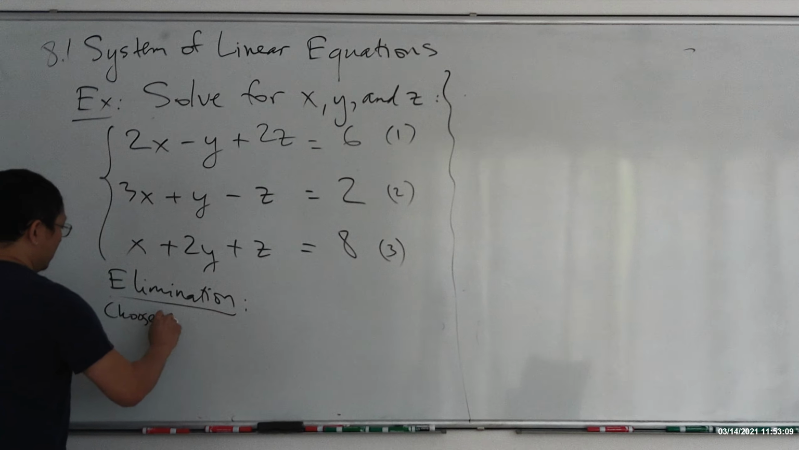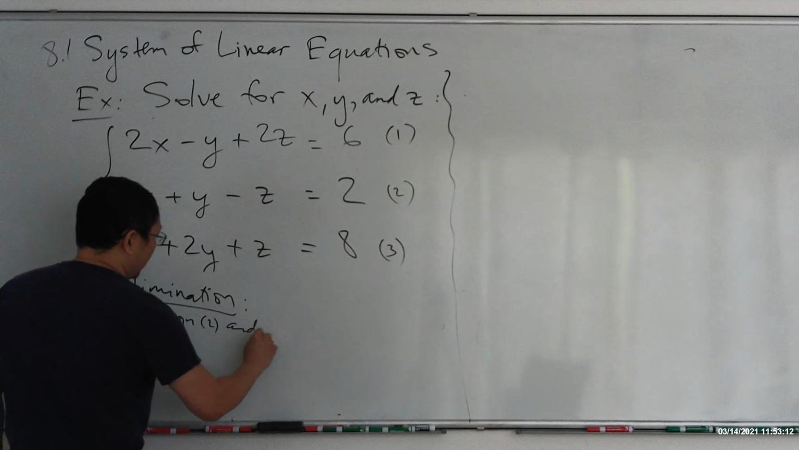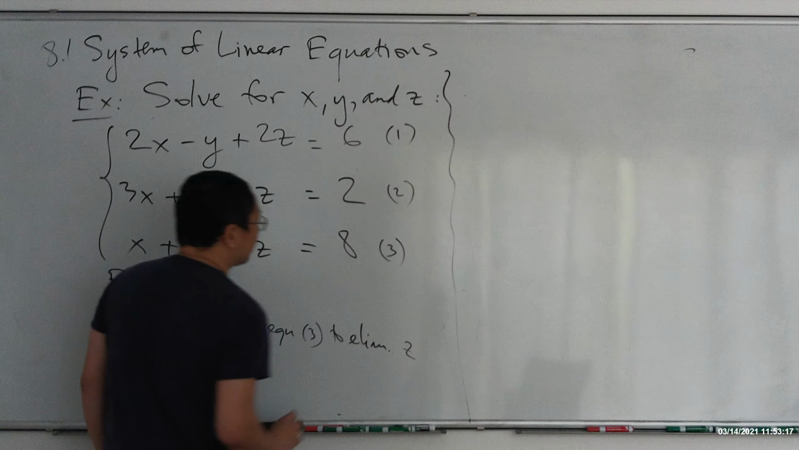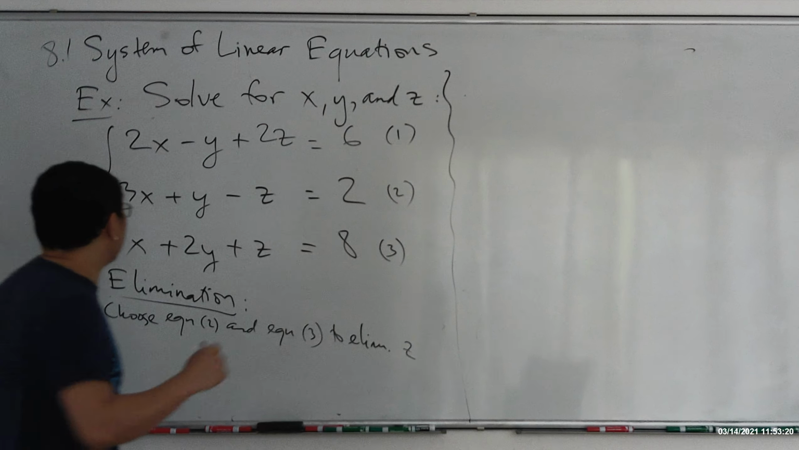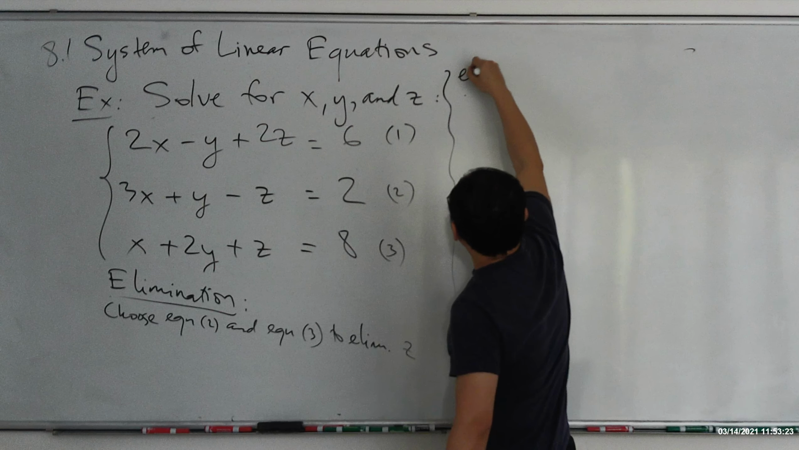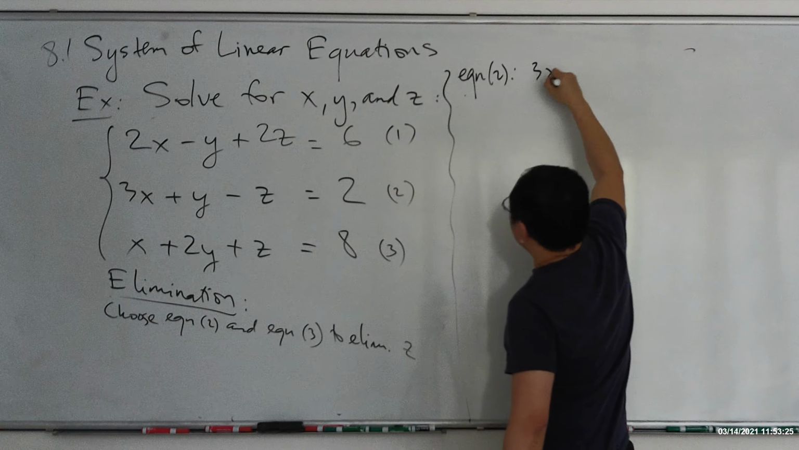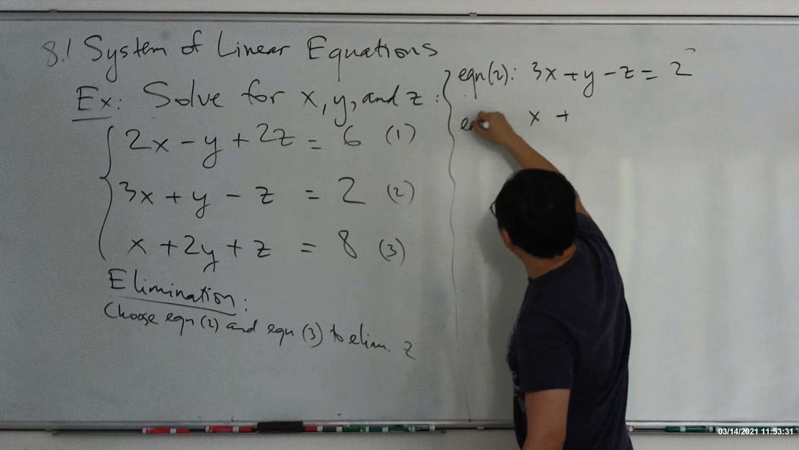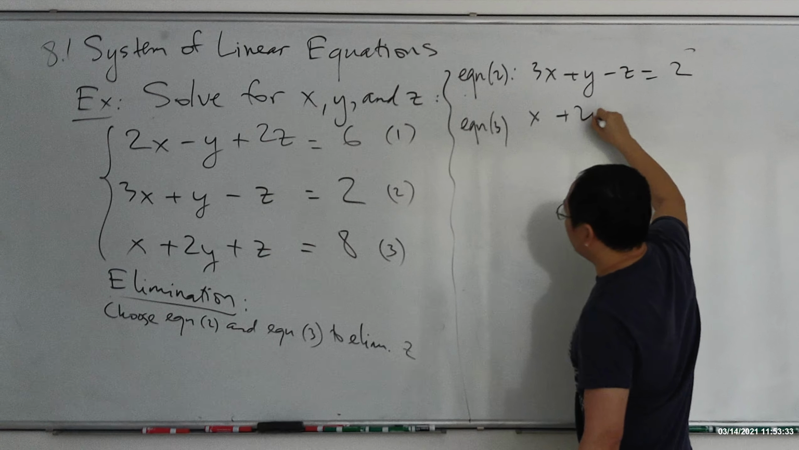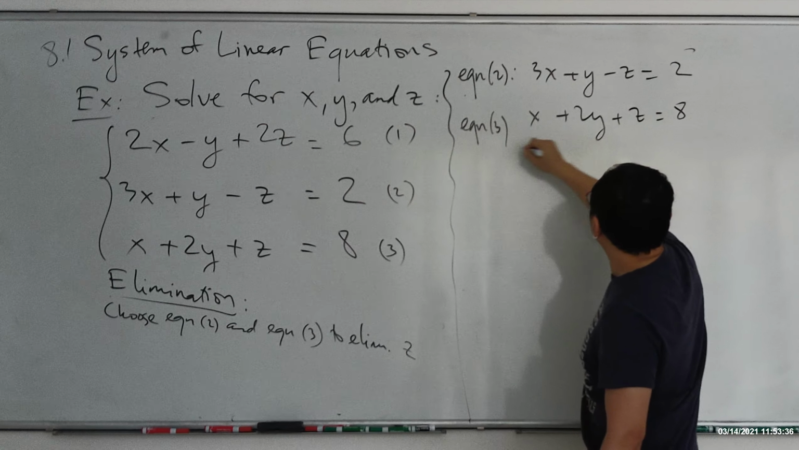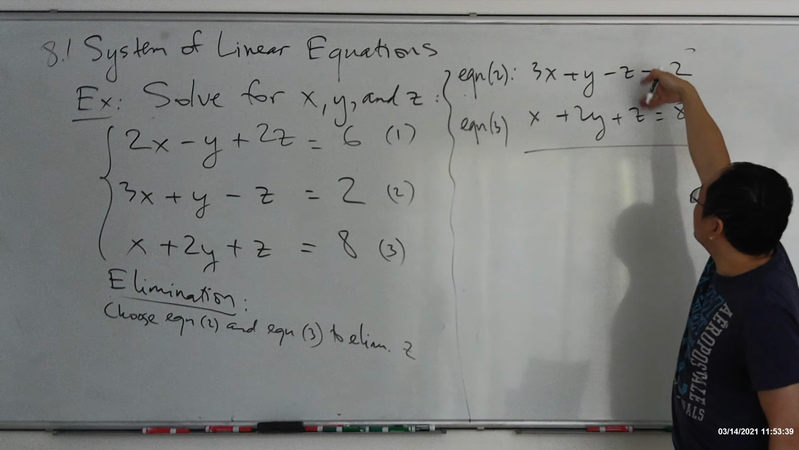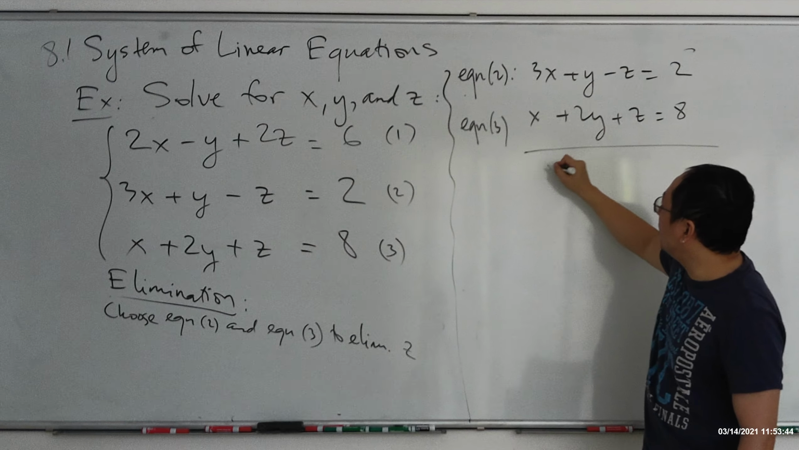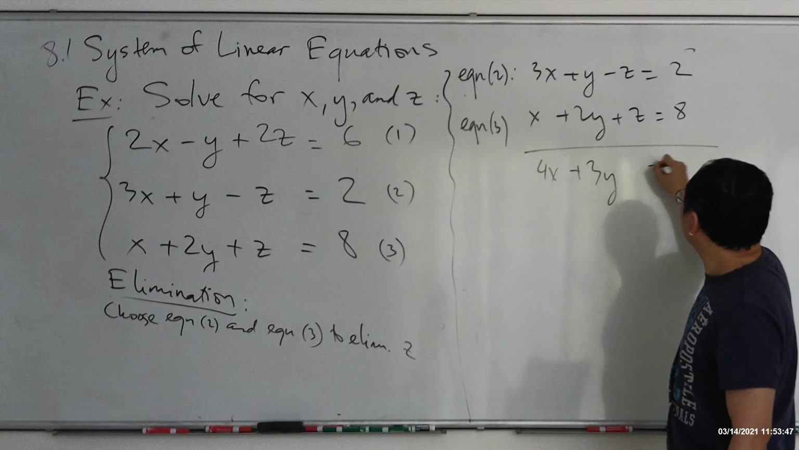Choose equation 2 and equation 3 to eliminate z. So I'm going to add two equations together. I got what? Equation 2, 3x plus y minus z equal to 2. Equation 3 right here, I got x plus 2y plus z equal to 8. Add them up. Because we already have the coefficients for z set up, we don't need to multiply anything. We got what? 4x plus 3y equal to 10.